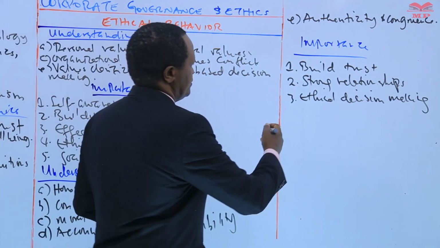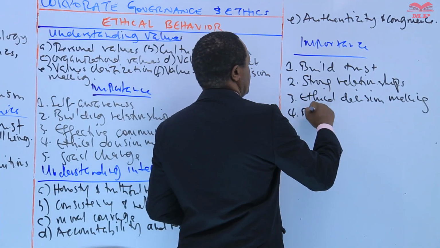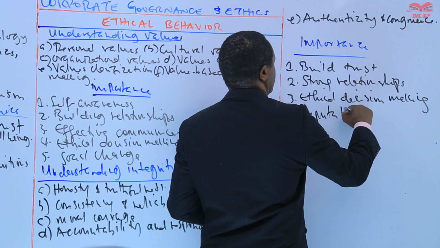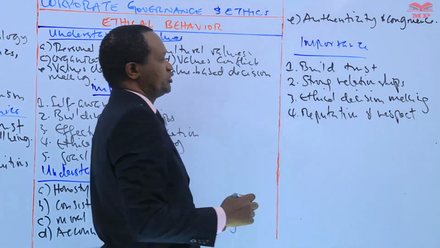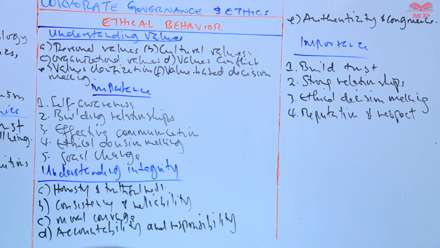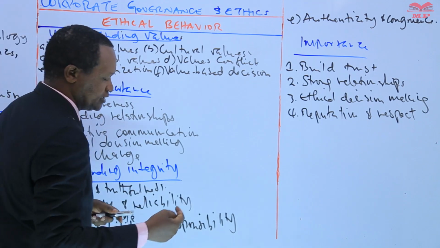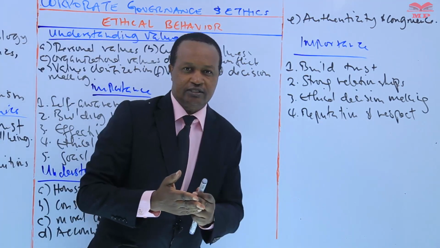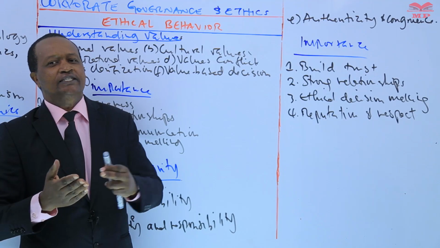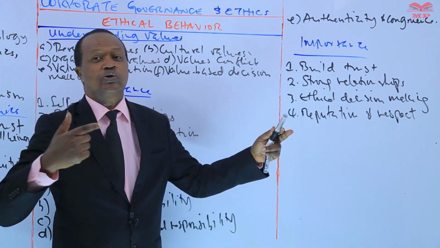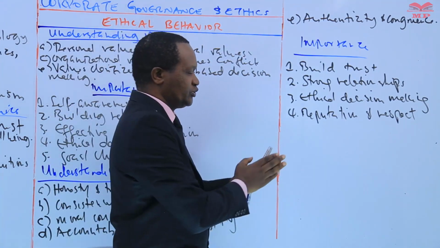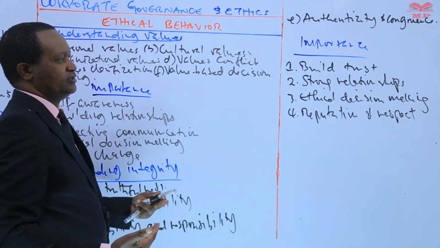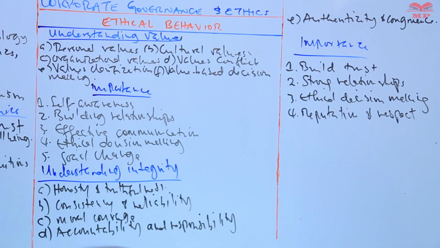4, reputation and respect. People with integrity earn respect. They also earn the admiration of others. All right? They are seen as leaders, they are seen as role models, and their opinions and their actions carry weight. Reputation and respect.